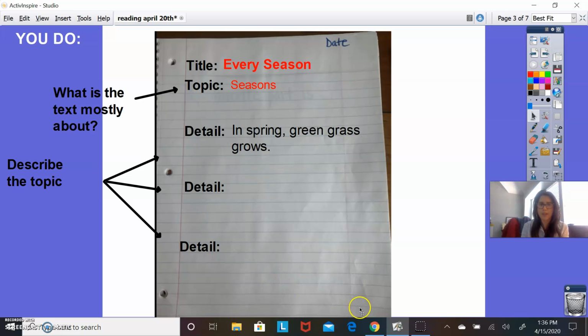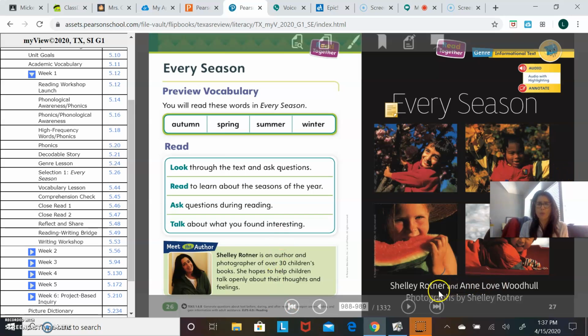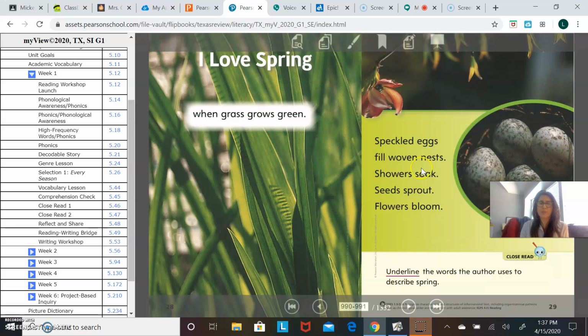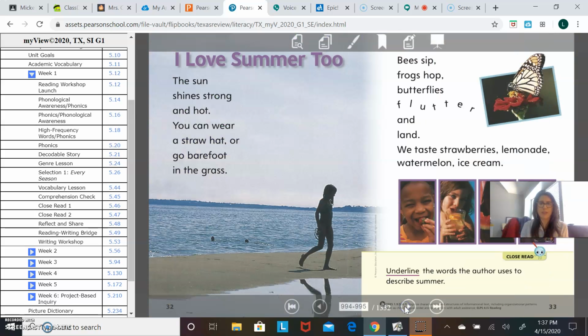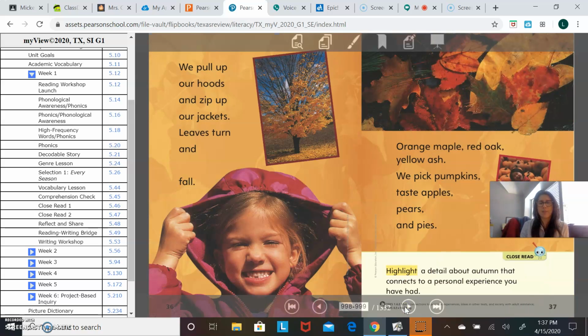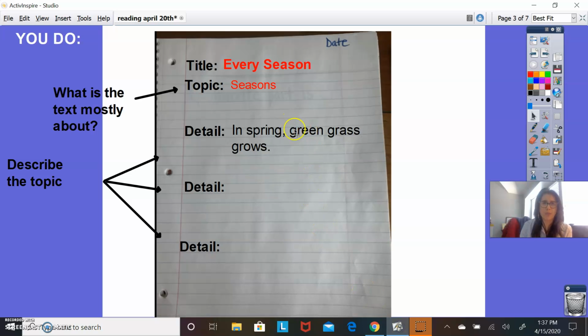It describes the topic. So if we go to our book here, Every Season, we were reading this. You could pick any 3 details. You could pick a detail from spring. You could keep on reading and pick something from summer, and another thing from summer. You could pick something from autumn and winter. It didn't matter, as long as you gave me 3 details. And this was something that you picked out of the book, because remember, we were identifying the topic of a book and the details that are in the informational text.